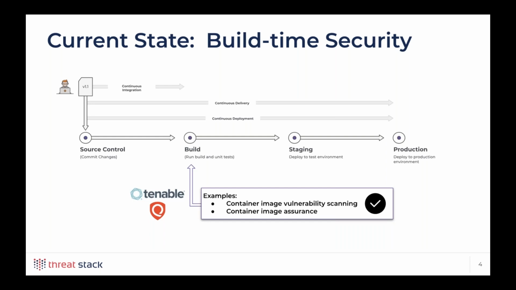I put some examples here on the slide. This is not a complete list, of course, but we often see customers implementing vulnerability scanning of container images or container image assurance. There's a couple example vendors who do quite a good job of this. Tenable and Qualys come to mind. But these are now standard tools for doing that sort of vulnerability scanning for code that's moving through the pipeline. These tools are necessary and good, but perhaps in some ways they are insufficient to meet the needs of more modern threats that we're observing.